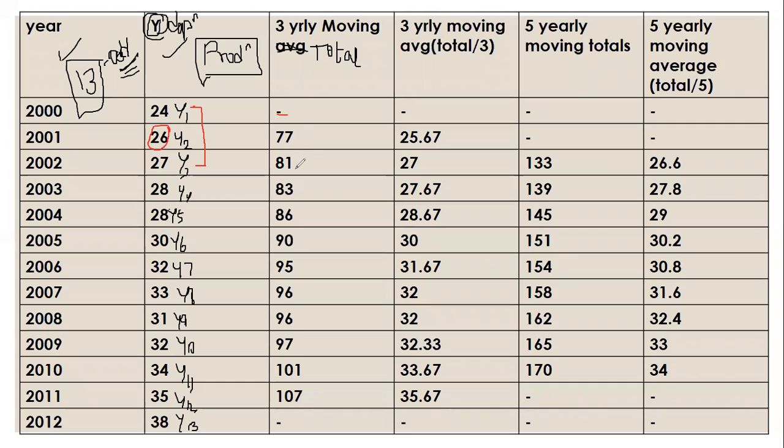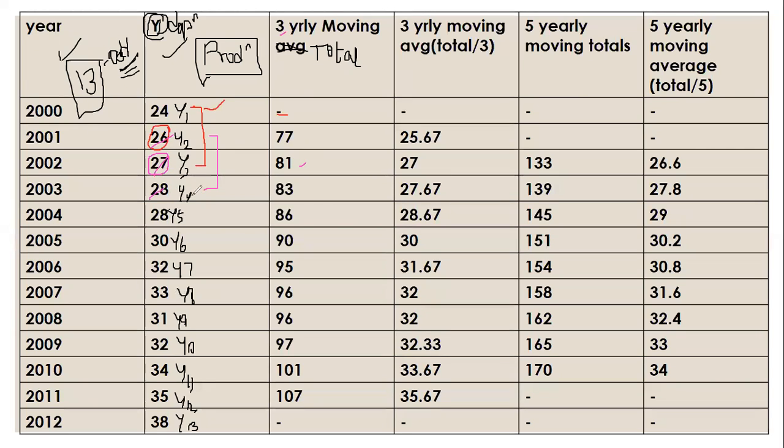Now to calculate the second value, you should not go from here. You should start from y2. First we started from y1, now let us start from y2. Now y2, y3, y4: three numbers, because it is a 3-yearly moving average. So take three numbers: 26, 27, 28. If you add, you get 81. Now, where am I writing 81? In the same row as the central or middle number of 26, 27, 28.